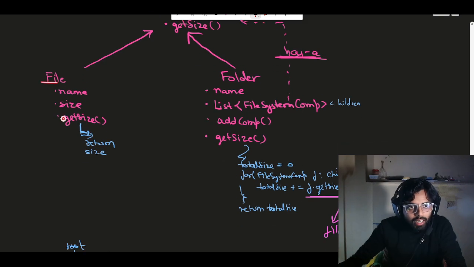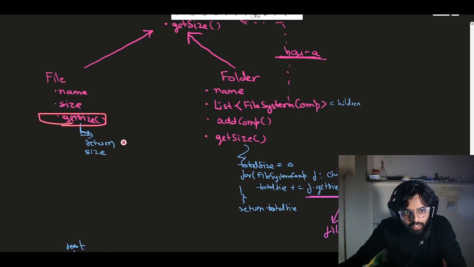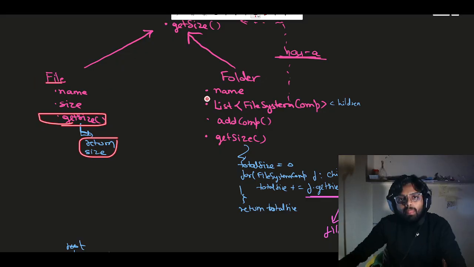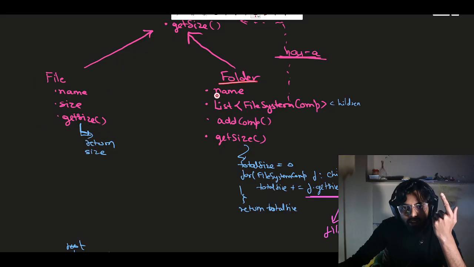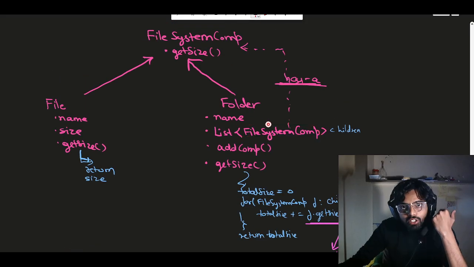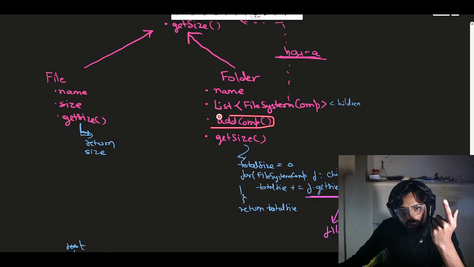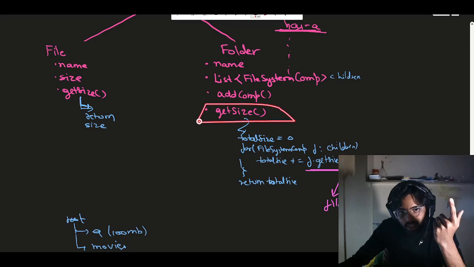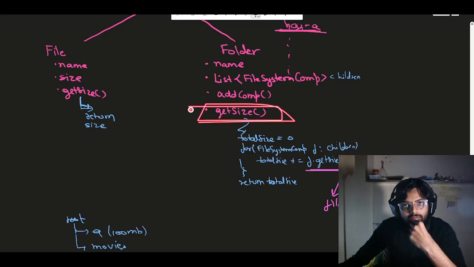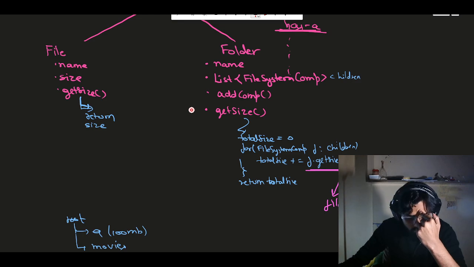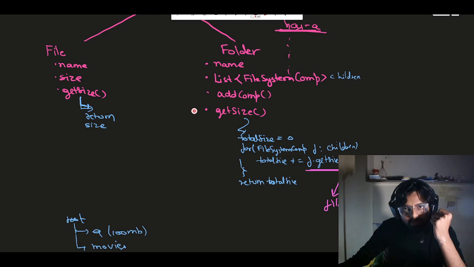So this is the file, and inside it the getSize method will return only the size of the file. But inside the folder, I will have the name of the folder and a list of file system components, which will be the children. Each might be a file or a folder. And addComponent means it will add a file or a folder. So how will the size method be calculated? This will be a tricky one, but it is not.